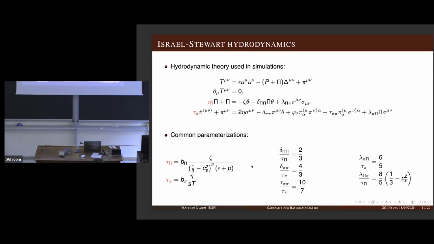This one? Here. It will be, yes. Why does it depend on CS squared? You mean put in a value? Yeah.